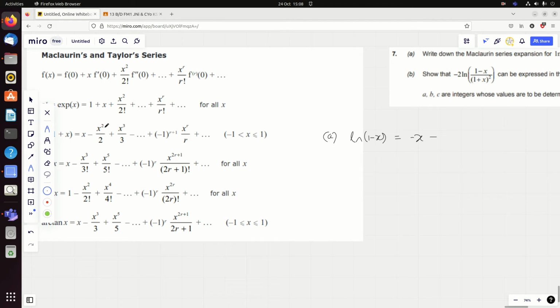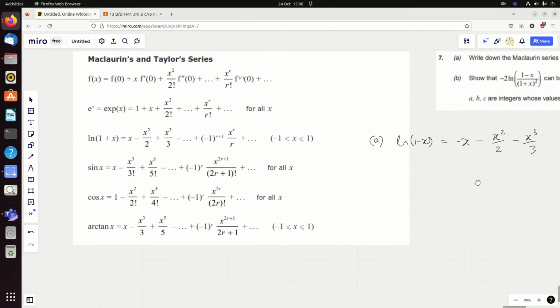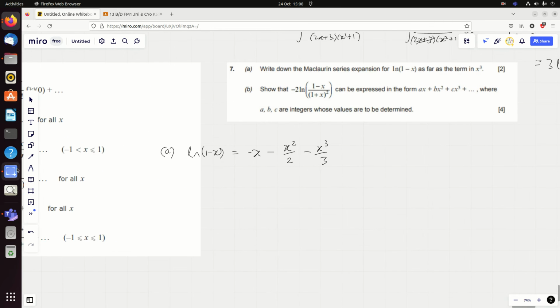Replace this one with a minus x, but I'm squaring it, so it becomes plus x squared over 2. So that's minus x squared over 2 still. That sign's not going to change. But the next one, after you cube minus x, you definitely get minus x cubed. And so that's going to be over 3. Done. So use those standard results when you can. And part B, show that.